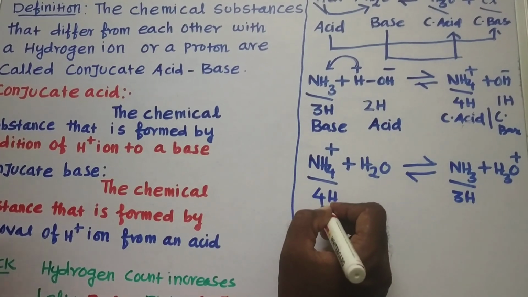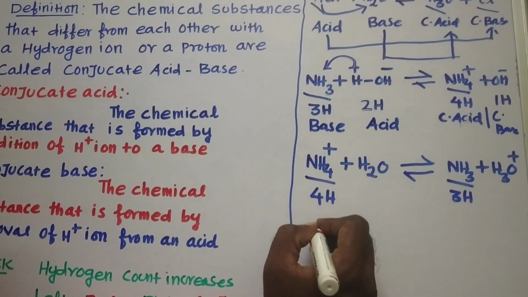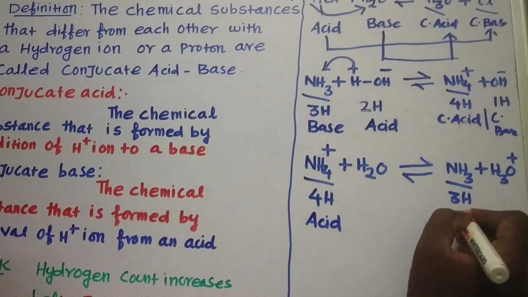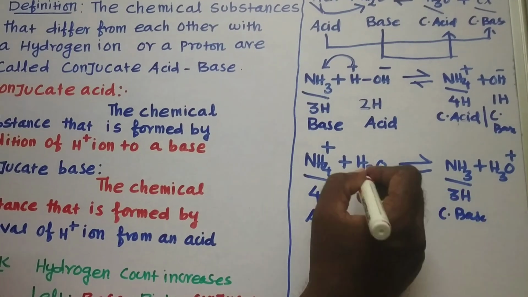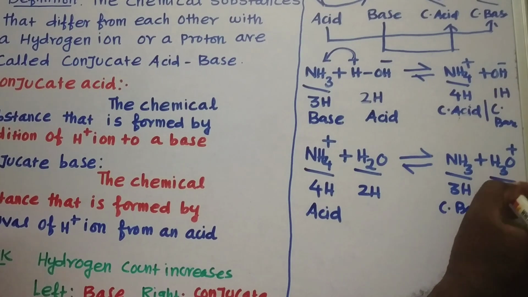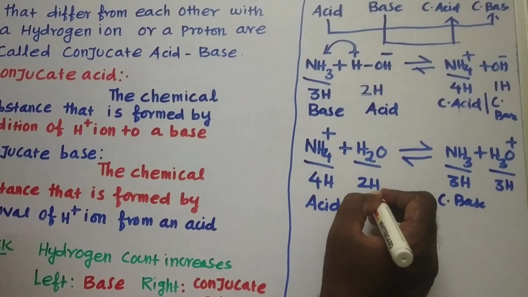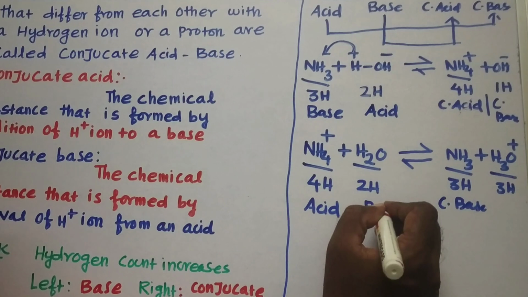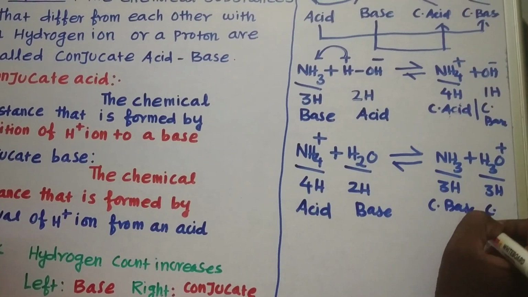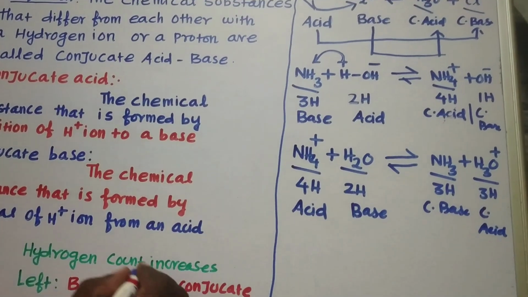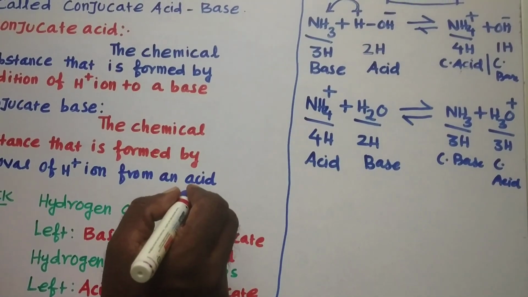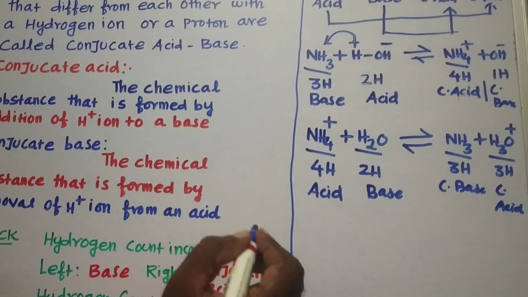Therefore, on the left hand side, from the trick, it acts as an acid. Here it acts as a conjugate base. Here the number of hydrogen is equal to 2. Here the number of hydrogen is equal to 3. Here water acts as a base, and on the right hand side it acts as a conjugate acid. Okay students, this is a very good trick. By applying this trick, you can find out the conjugate acid and base very quickly.